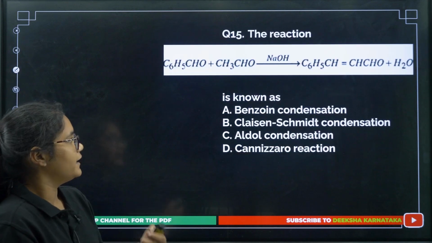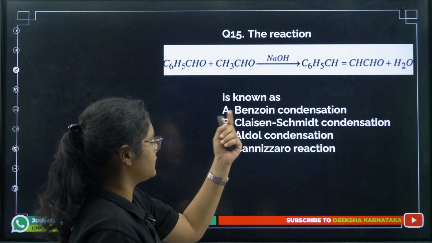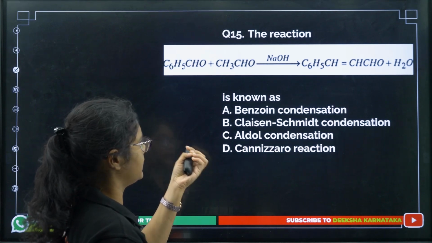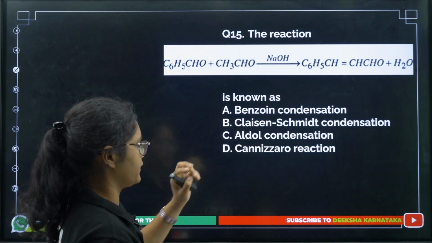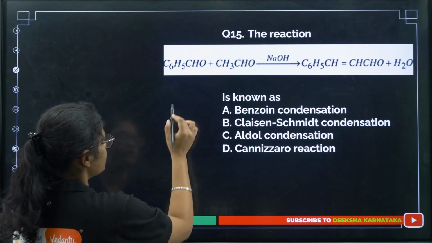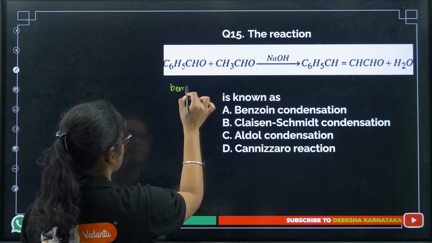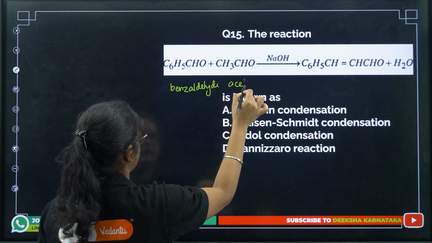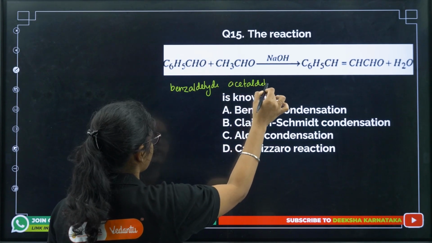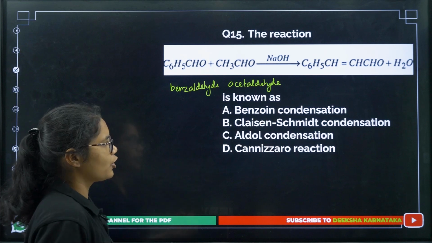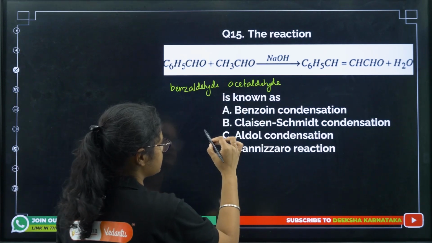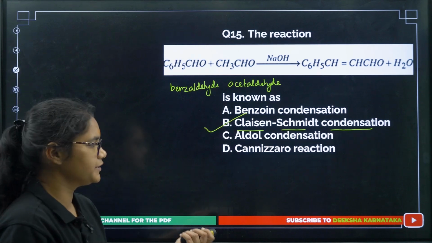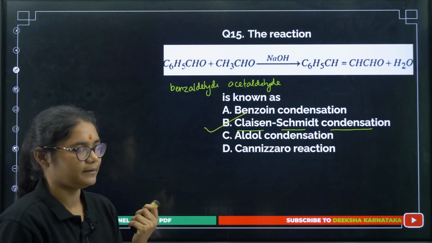Okay. Next, we have a reaction here, C6H5CHO plus CH3CHO with NaOH gives you the product. This reaction is known as... Now you see this one is your benzaldehyde and acetaldehyde, right? They are undergoing the normal aldol condensation, but this particular reaction is given a name, that is the Claisen-Schmidt reaction. So the correct answer is option number B.